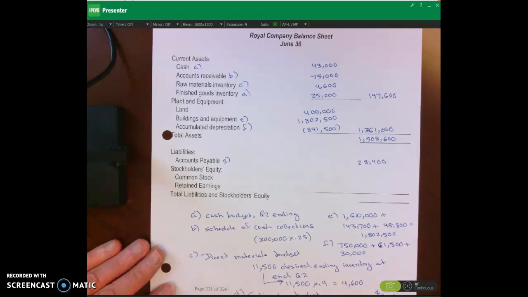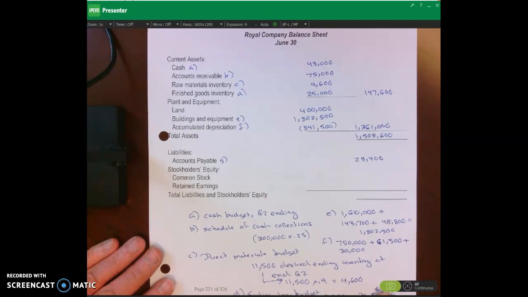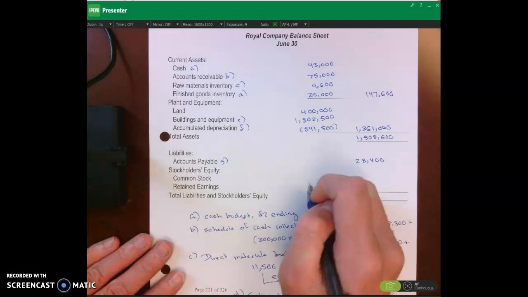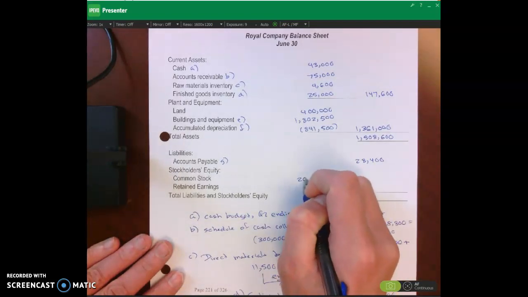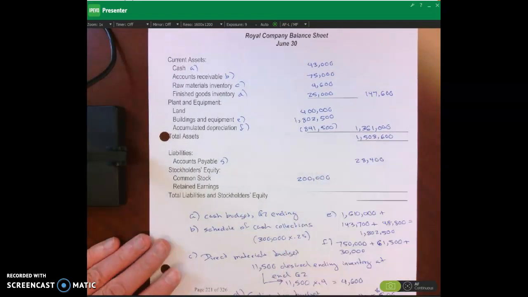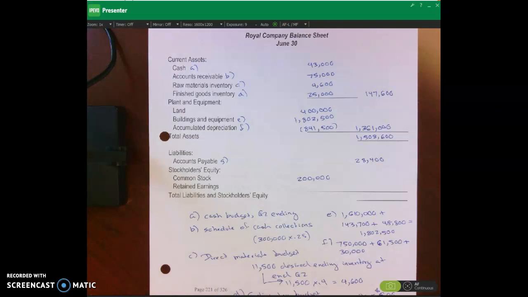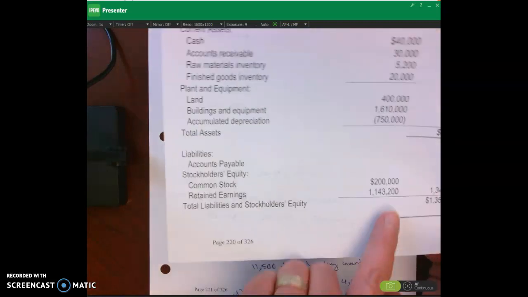And then we can look at our common stock. We didn't sell any common stock. We didn't issue any common stock. So it stays constant at $200,000, which is from March 31st right there.